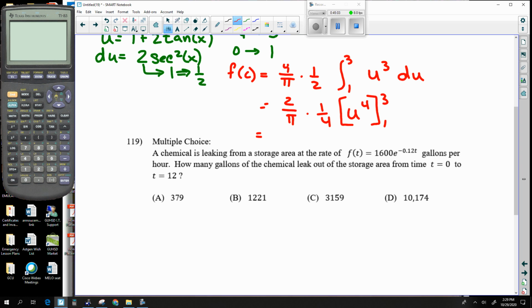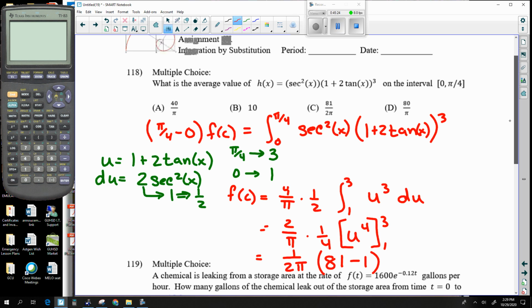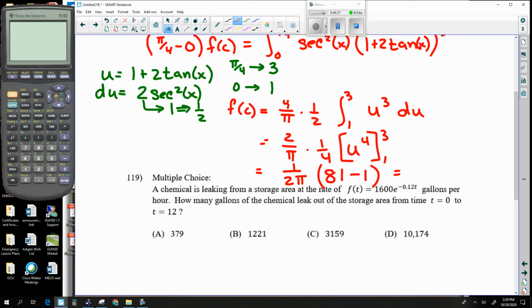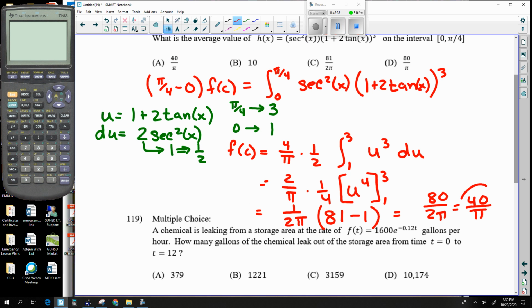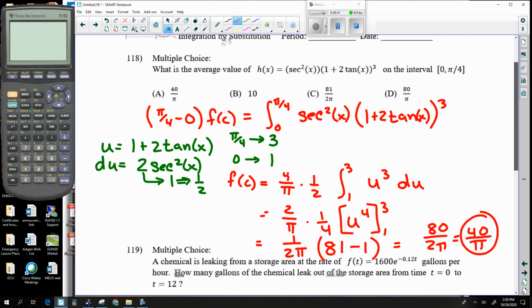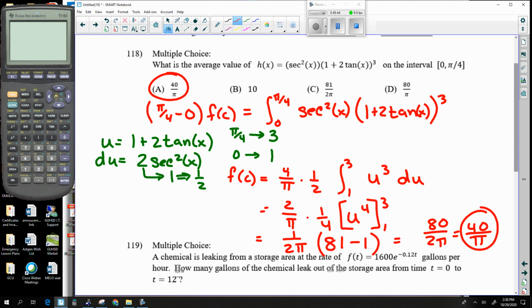So this is what, 2 pi over 1, and this is 3 to the 4th. That's what, 9 and 9, 81. 81 minus 1. I feel like I did something wrong here. Oh, no. Aha. So this is going to be 80 over 2 pi, which is what, 40 over pi. There it is.